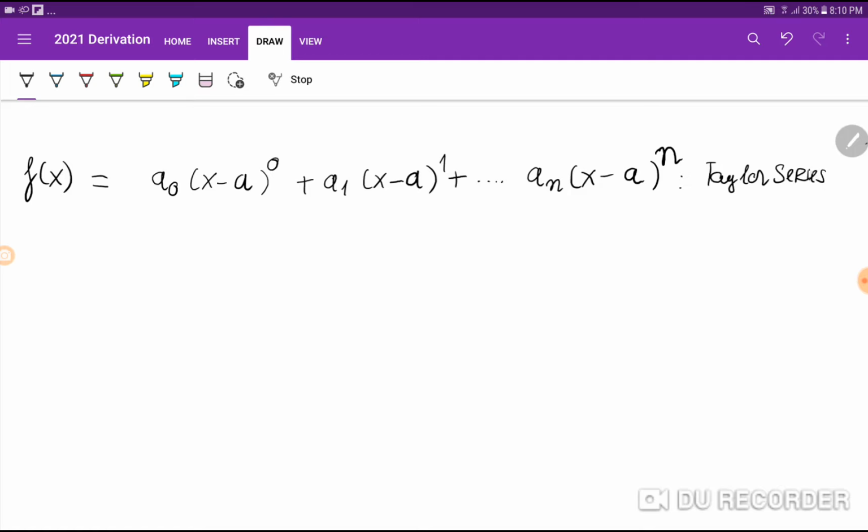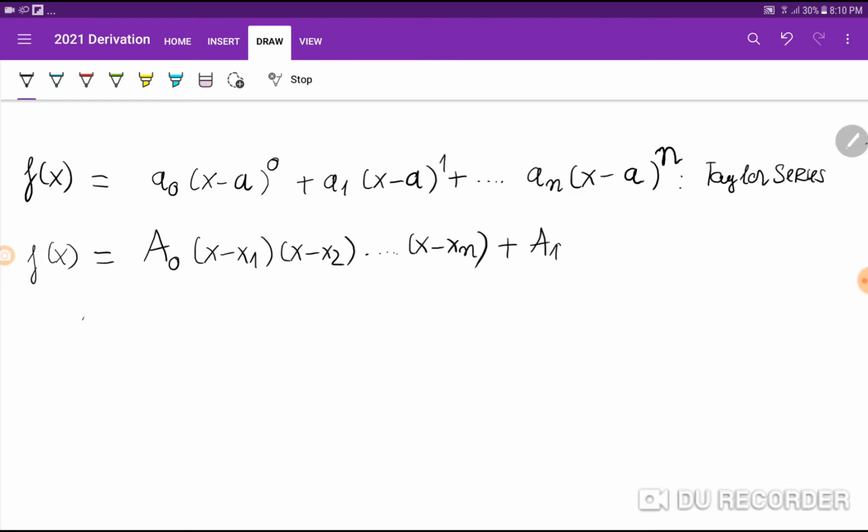And then Lagrange is a little bit different. With Lagrange, you have a function and you also want to turn it into a polynomial, but the polynomial form is a little bit different. It looks like a coefficient A0 times (x minus x1)(x minus x2) all the way to (x minus xn), plus coefficient A1. Capital A0 and capital A1 are coefficients, and I'm going to show you guys how to find them later.